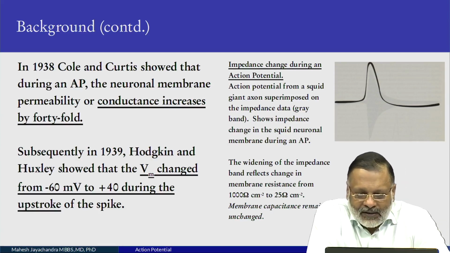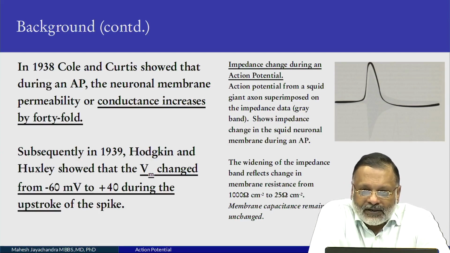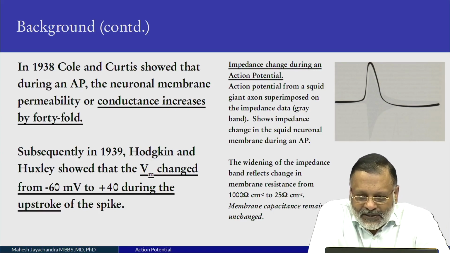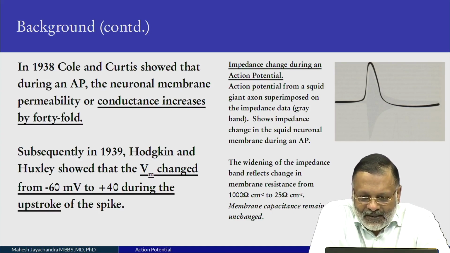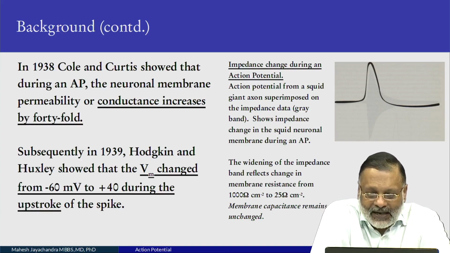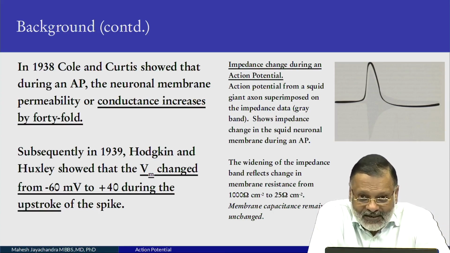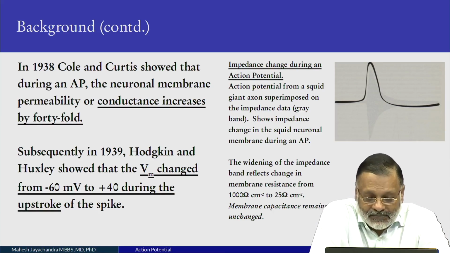On the right, you see the impedance change during an action potential. The action potential is the thick black line, and it's superimposed on the impedance data, which is the gray band. And you see during the time course of the action potential, the gray band increases substantially, and then it comes back to normal. This widening of the impedance band reflects the change in the membrane resistance from 1000 ohms per square centimeter. It drops to 25 ohms per square centimeter.